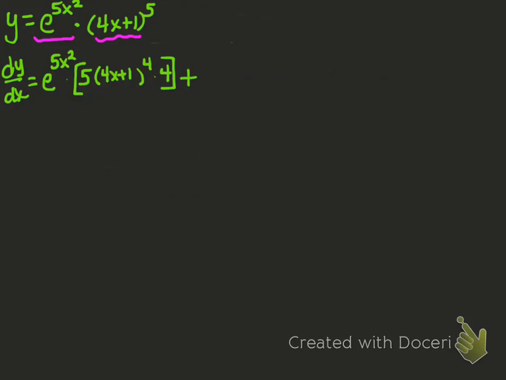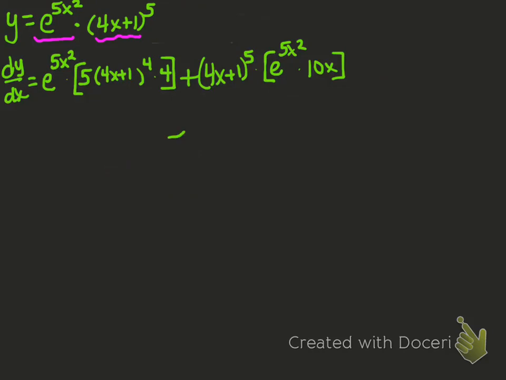But now I need to do g times f prime. And our f is e to the 5x squared. The outside function there is the e. And of course the derivative of e to anything is e to the anything, in this case e to the 5x squared, times the derivative of 5x squared, which would be 10x. And so that's our complete derivative.